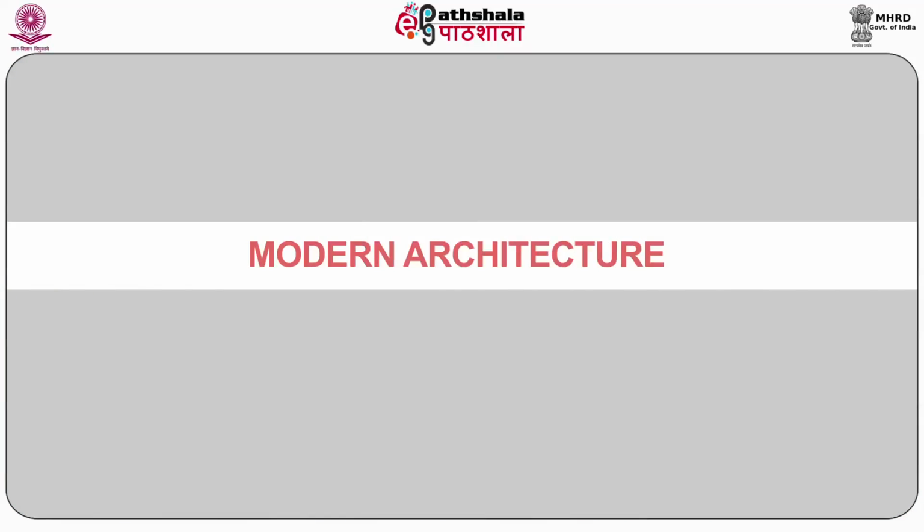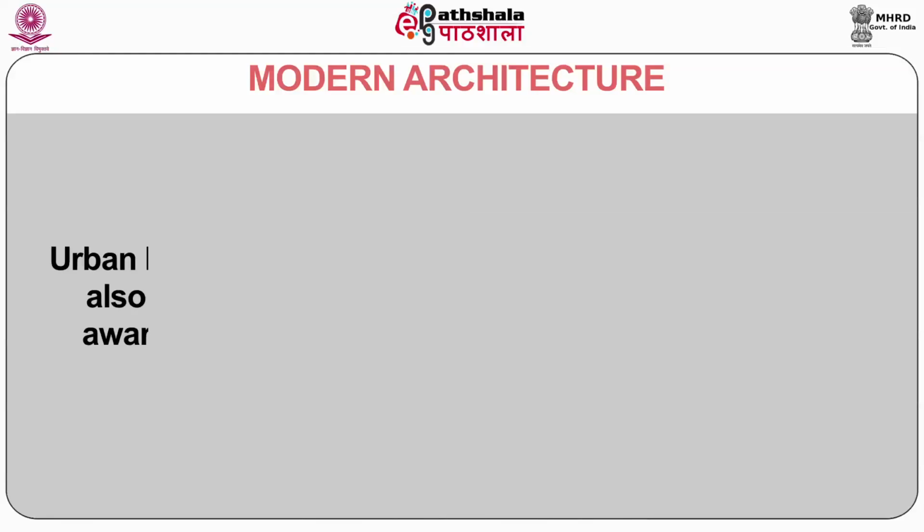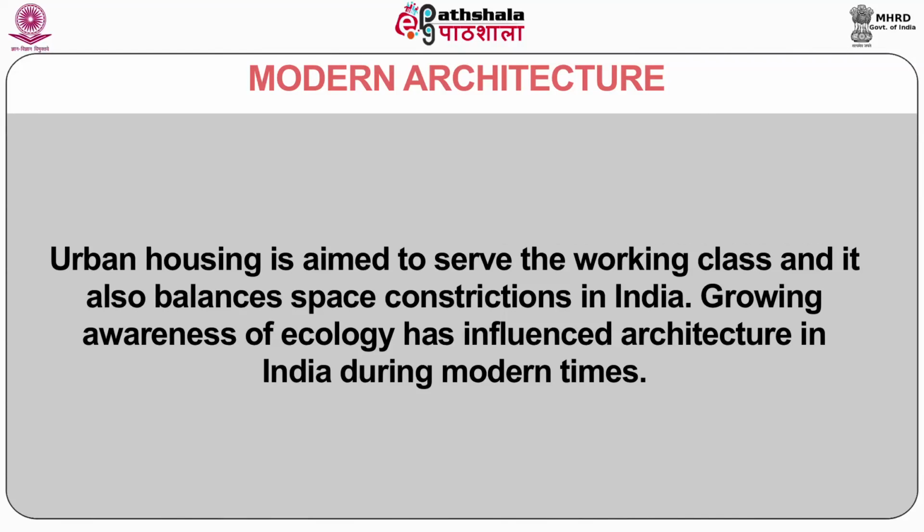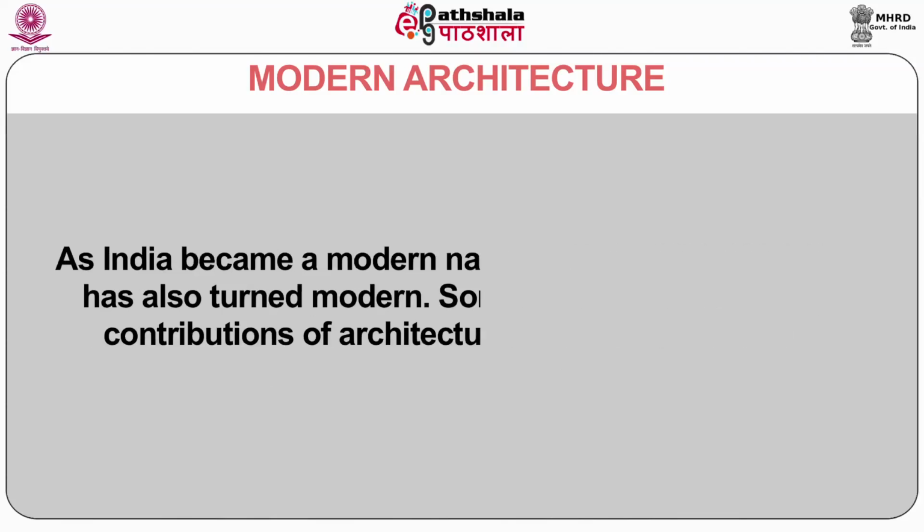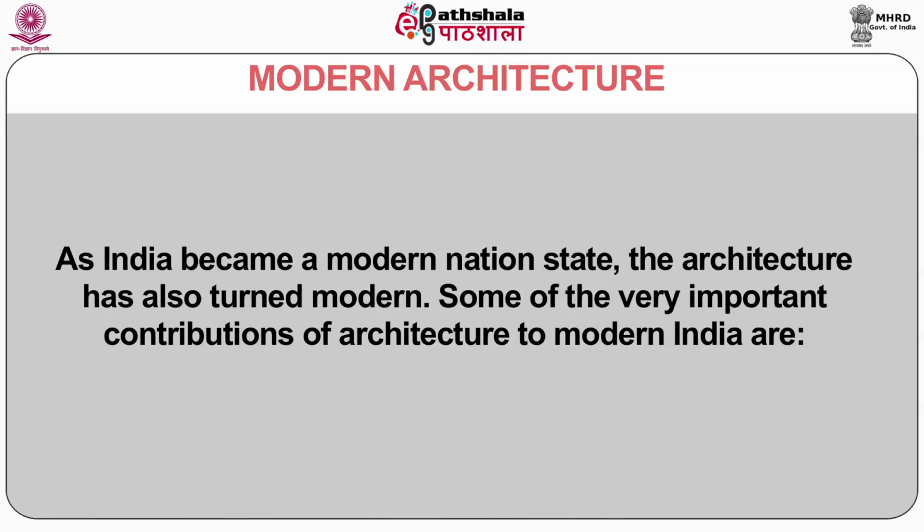Let us now discuss modern architecture. Urban housing is aimed to serve the working class and it also balances space constructions in India. Growing awareness of ecology has influenced architecture in India during modern times. As India became a modern nation state, the architecture has also turned modern.